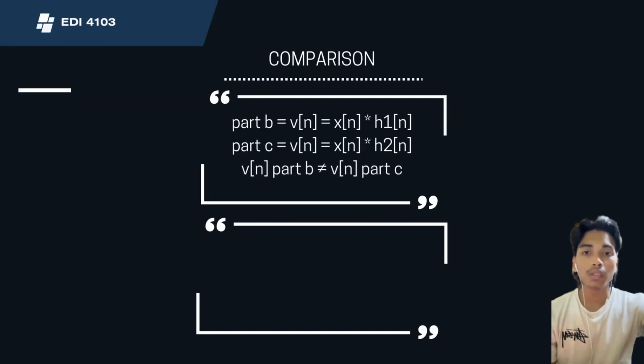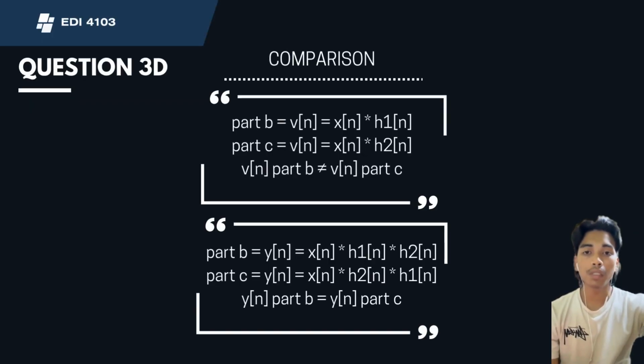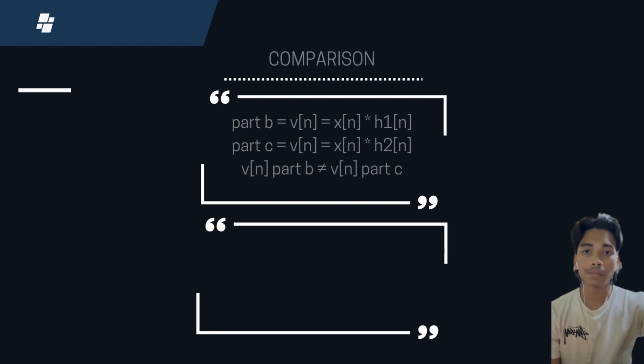Question 3d, the difference in value of Vn in part B and part C is because in part B we use the equation Xn multiplied by H1n, and then in part C we use Xn multiplied by H2n. And the reason Yn is equal in part B and part C is because the equation at both sides will be the same at the end. So we can conclude that Yn in part B is equal to Yn in part C.